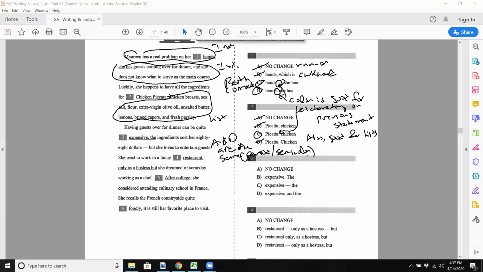Having guests over are going to be quite expensive. The ingredients cost her $88, but she loves to entertain. Yeah, I'll just start a new sentence. That's a run-on. The period's kind of a good thing. Oh, oops, sorry. I lied.